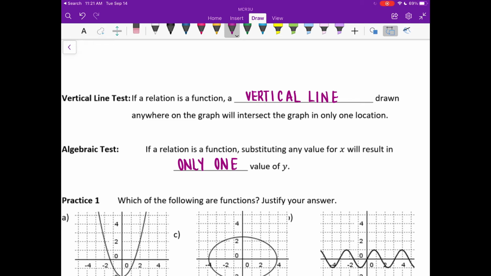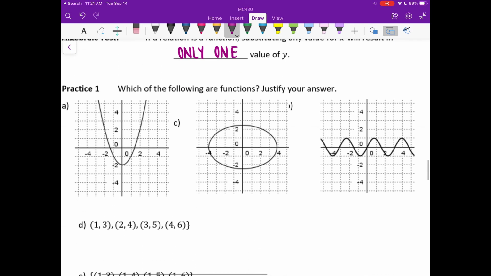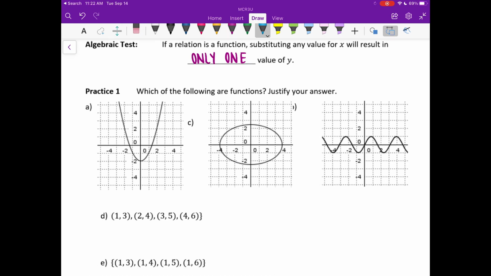So try maybe doing practice 1 by yourself, seeing with the vertical line test. You can pause this video here and try to do it on your own, and then come back and look at your answers. Okay, so hopefully you took a minute and you paused that video, and now you're just coming back. So let's do the first one.